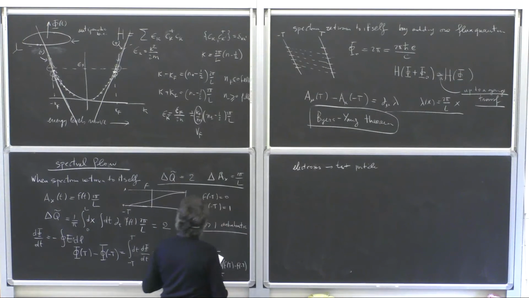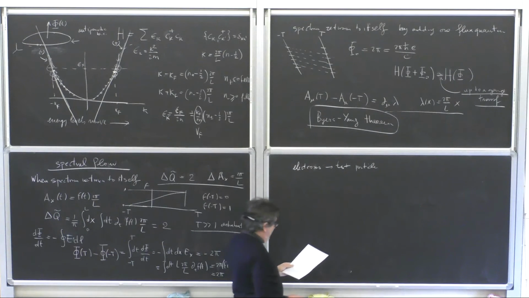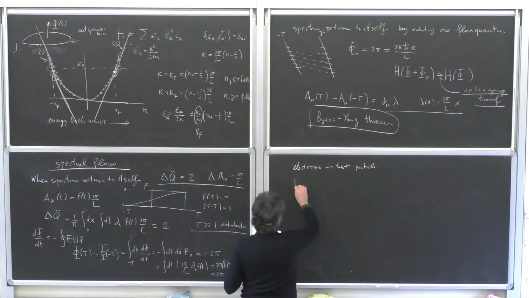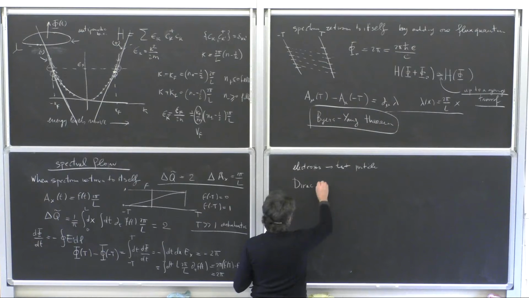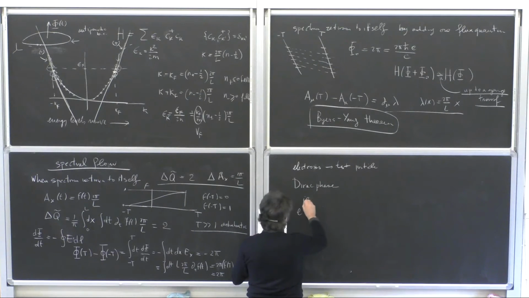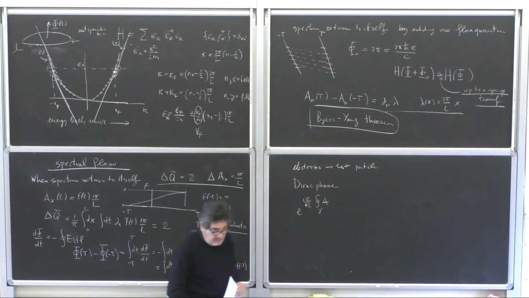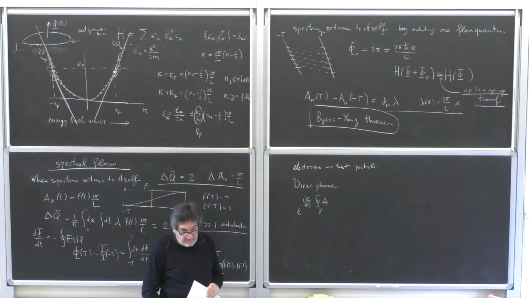If I put this magnetic field, and I let the electron go around, okay, what do I find? I get the so-called Dirac phase. Okay, Dirac phase, which is e to the e over h-bar times the integral of A along the trajectory that the particle did. Okay, you know what is a Dirac phase, right? Do you? No, you don't?